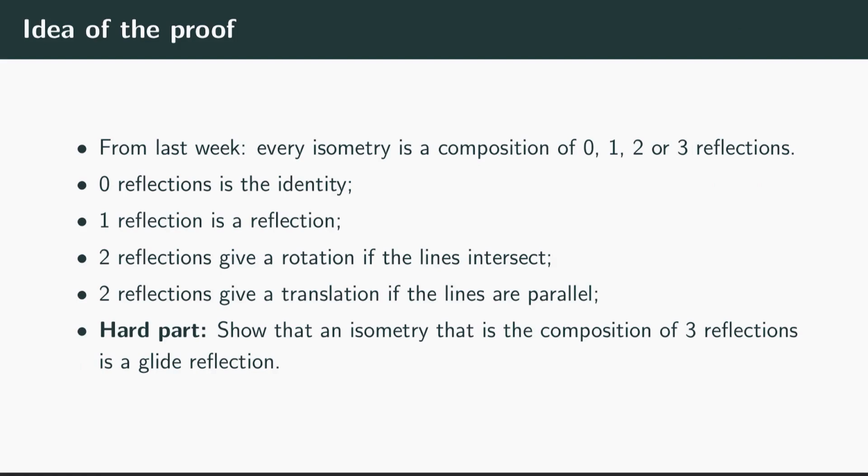Okay, case 1. We have 0 reflections. Well, 0 reflections means we're the identity. Good. One reflection means we're a reflection. Also good. If we have two reflections, there are two possibilities. Either we're reflecting with a pair of intersecting lines, or the two lines are parallel. If they intersect, then the two reflections are going to give us a rotation. And actually, we can even say what happens in this case.